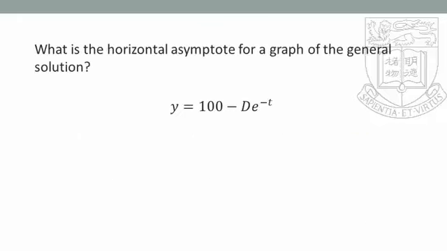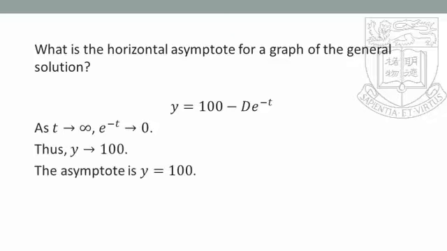Now, let us consider some properties of the graph of the general solution. The graph on the previous slide hinted that there is a horizontal asymptote. What is the horizontal asymptote for the graph of the general solution? We know that the general solution is y equals 100 minus d e to the power minus t. As t tends towards infinity, e to the power minus t tends towards 0. Therefore, y tends towards 100. The horizontal asymptote is y equals 100. This suggests that over time, a student's number of correct answers will tend towards 100.